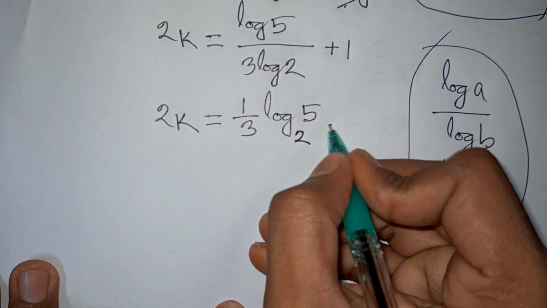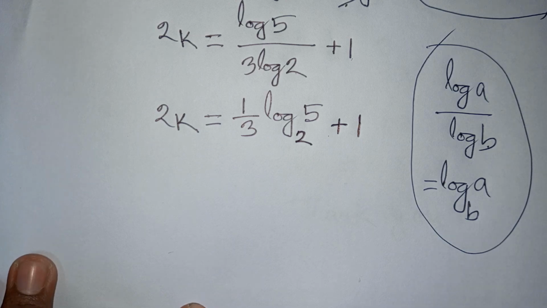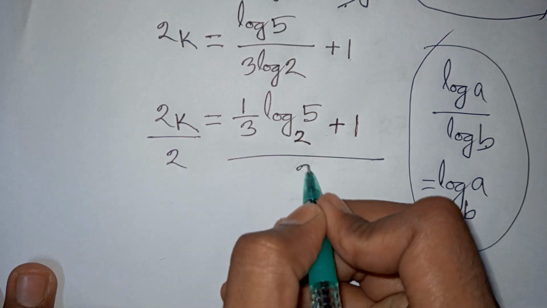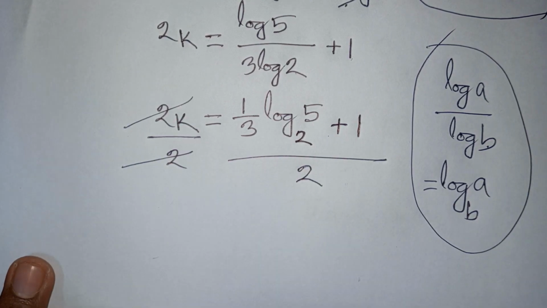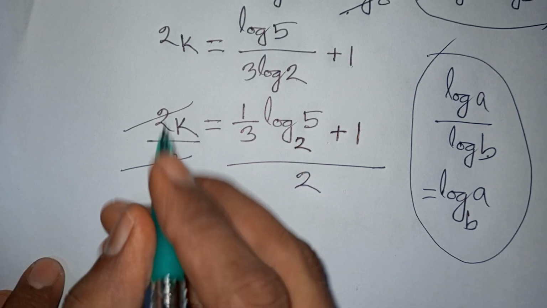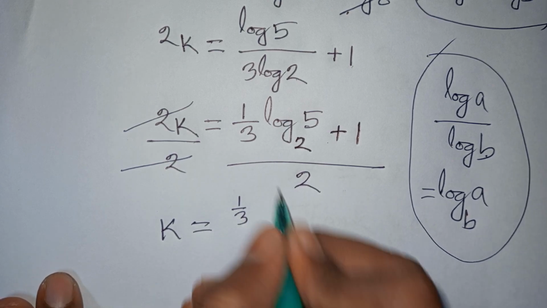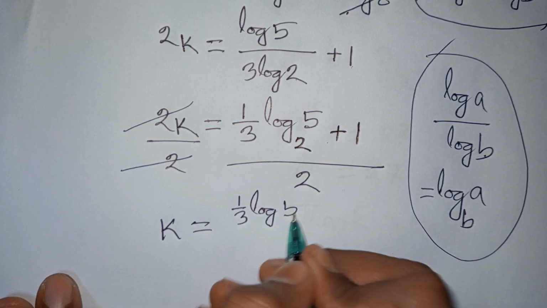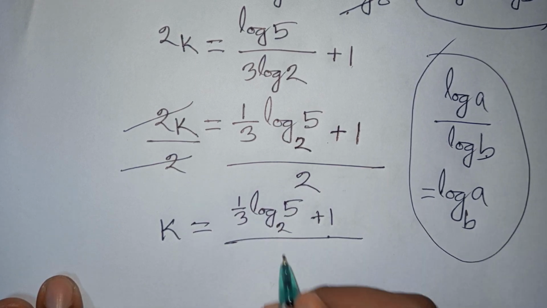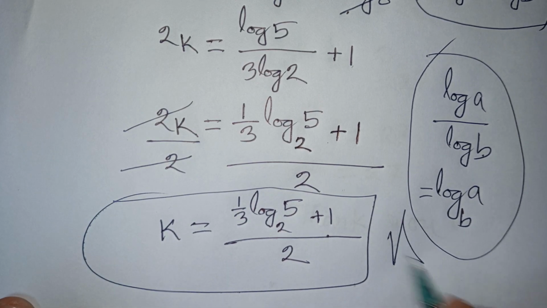Then here plus 1. Now we need the value of k, so divide by 2 on both sides. So this 2 will be cancelled. So we have k is equal to 1 by 3 log 5 base 2 plus 1 divided by 2. So this is the value of k. So this is our final answer.